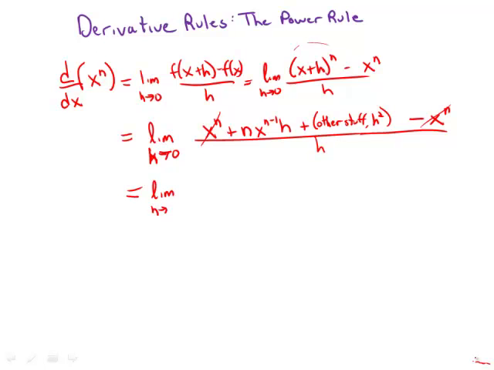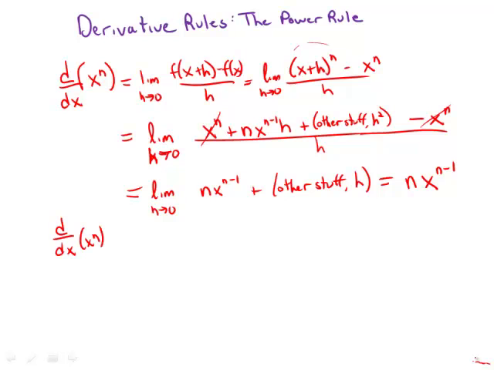So we get the limit as h goes to 0 of n x to the n minus 1 plus all these other terms, this other stuff, all of which would still have at least one power of h, because if it had an h squared, even when one of the h's canceled, it would still have an h in it. And so all those terms that have an h in them are going to go to 0, and what we're going to be left with is n x to the n minus 1. And this is the amazing shortcut that the derivative of x to the n equals n times x to the n minus 1.